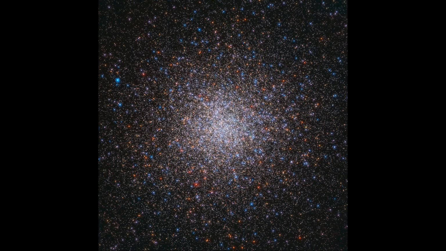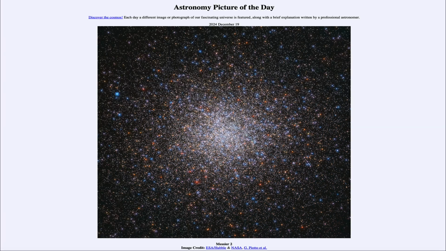So here we see one of those early remnants of the galaxy, a globular cluster known as Messier 2. So that was our picture of the day for December 19th of 2024. It was titled Messier 2.